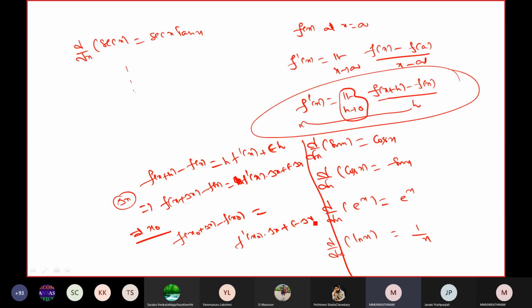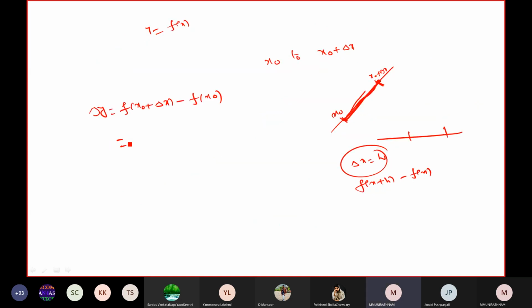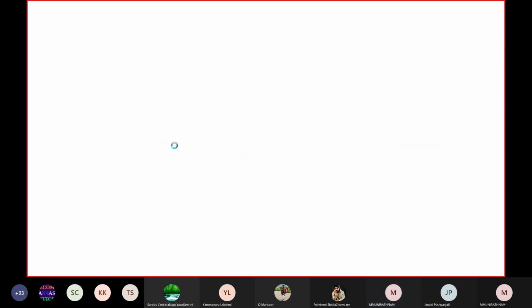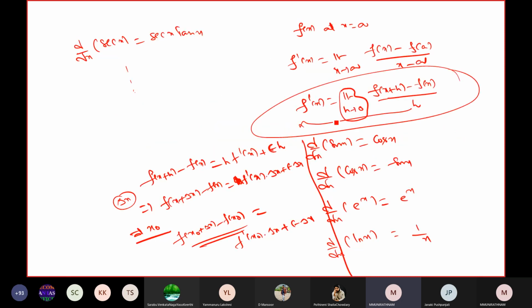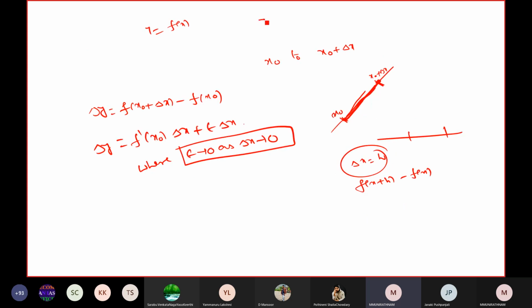So I would like to replace this value here. So delta y is nothing but f dash of x naught into delta x plus epsilon into delta x, where epsilon tends to 0 as delta x tends to 0. This is nothing but the limiting definition. We already said that in the limit there exists epsilon greater than 0.